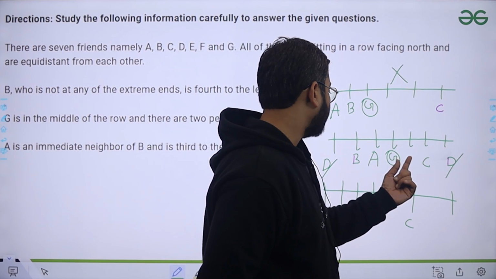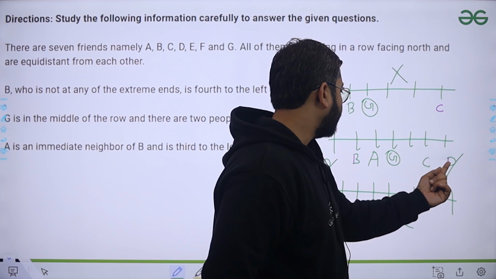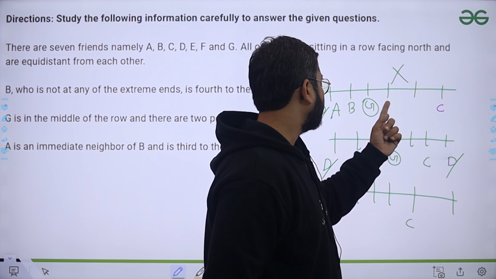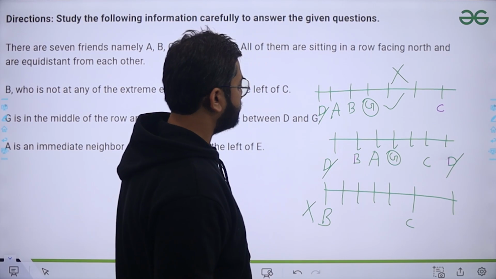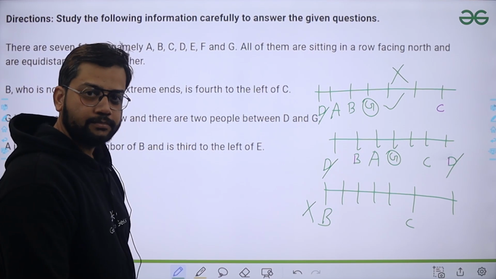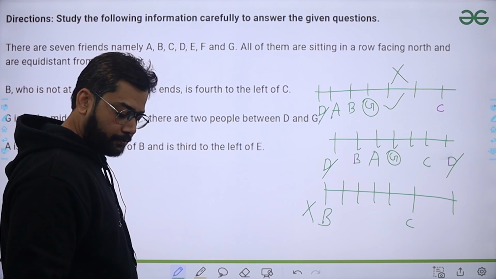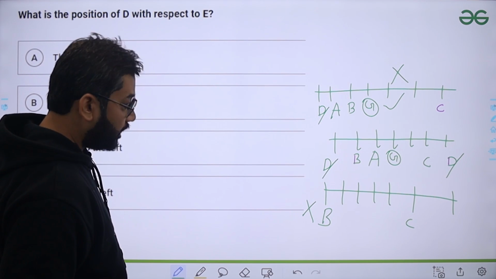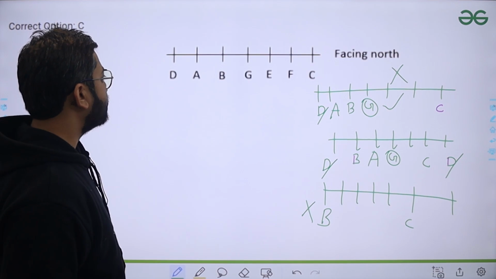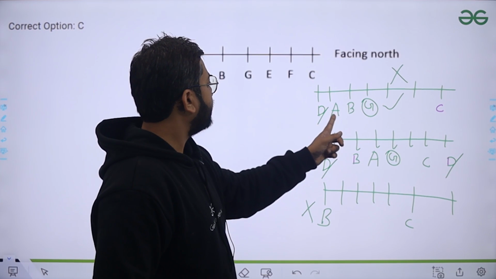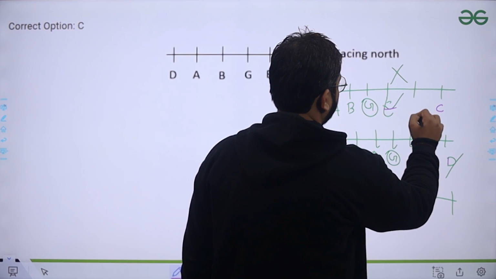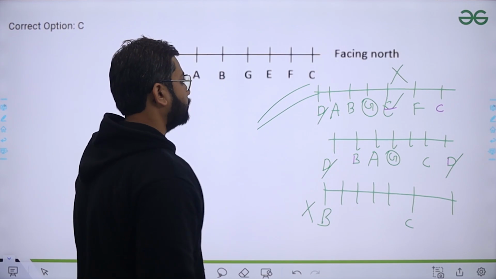E का third left, यहाँ ये पॉसिबल नहीं है. E का third left 1 2 3, ये वाला डायग्राम. सो सॉरी, यही वाला डायग्राम पॉसिबल होगा, ये वाला डिस्कार्ड हो जाएगा. बस एक कंफर्म हो गया, उसके बाद हमारा डायग्राम पूरा सेटल हो गया. सो द फाइनल डायग्राम फॉर दिस क्वेश्चन इज D A B G E F C. ये हमारा फाइनल डायग्राम हो गया.